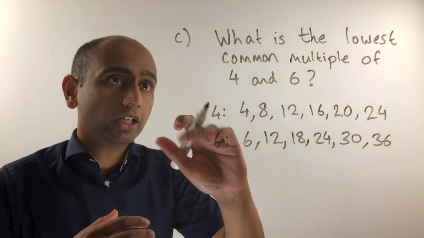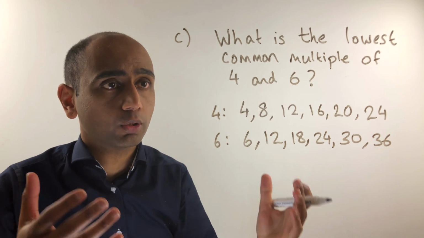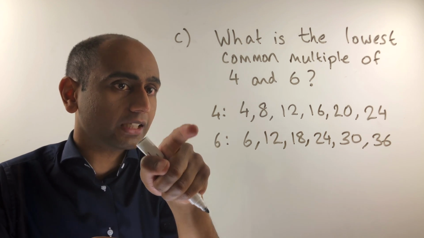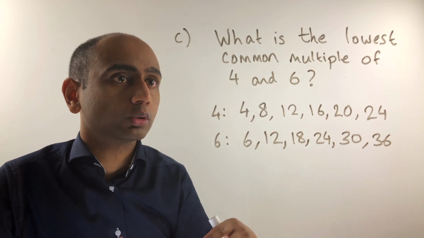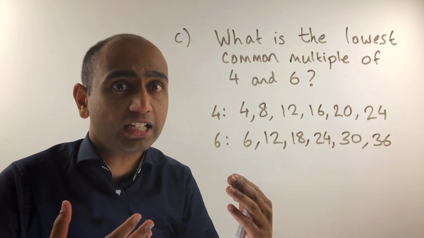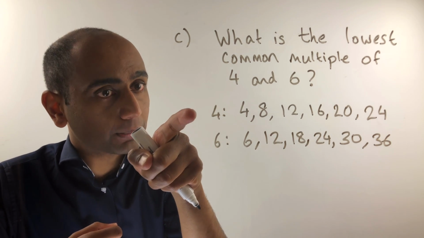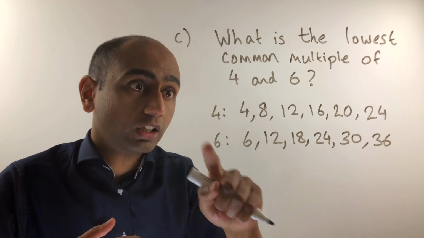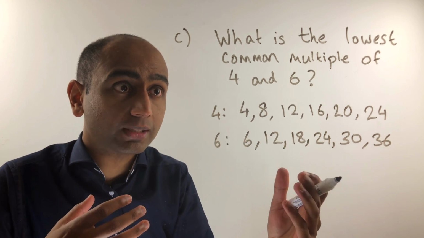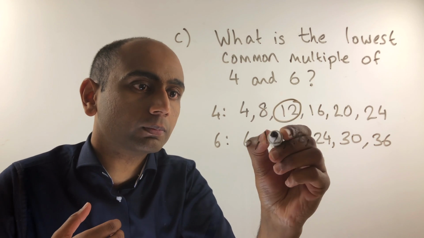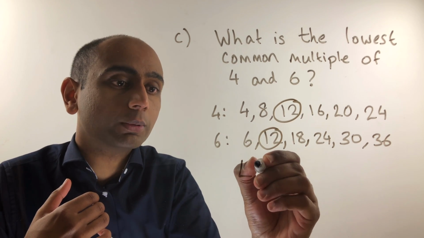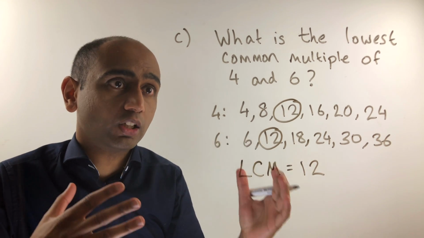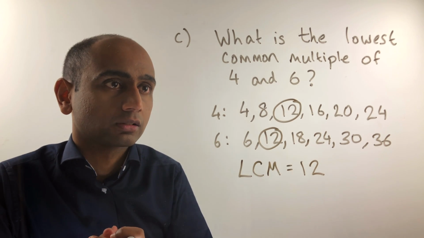In part C, we're being asked what is the lowest common multiple of 4 and 6. Now I've got the multiples of 4 and 6 that we did in part A and part B. The lowest common multiple is the smallest number that's in both lists. So it's the smallest number that is in the 4 times table and the 6 times table. It is the lowest number that is a multiple of both. If we look in these lists, we will find that the smallest number that's in both lists is 12. So 12 is the lowest common multiple, and we can use the abbreviation LCM. That's the lowest common multiple of 4 and 6.